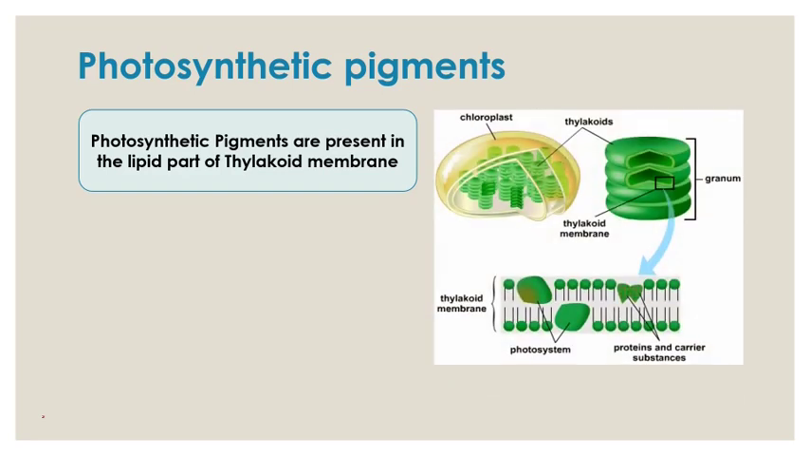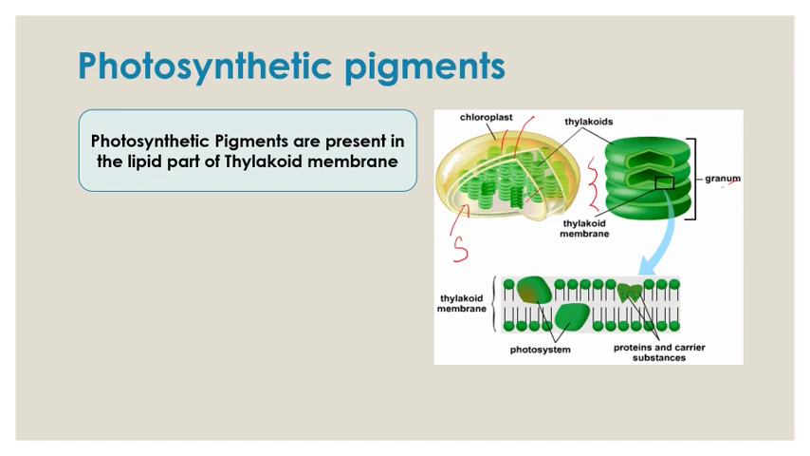So let us revise the structure of the chloroplast. It consists of the outer membrane and the inner membrane. In between there is a space called the intermembrane space. It is filled with a colloidal material called the stroma. Inside the stroma there are many grana. A single granum is a stack of a number of thylakoids.